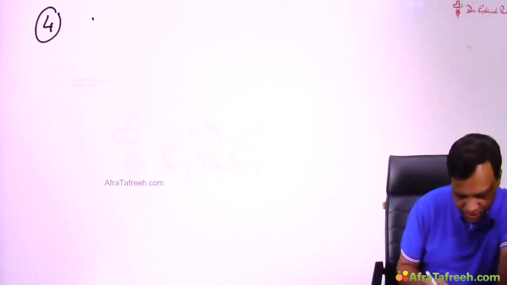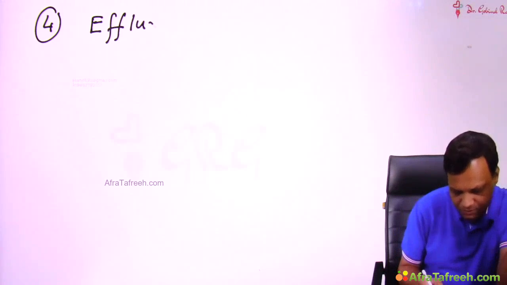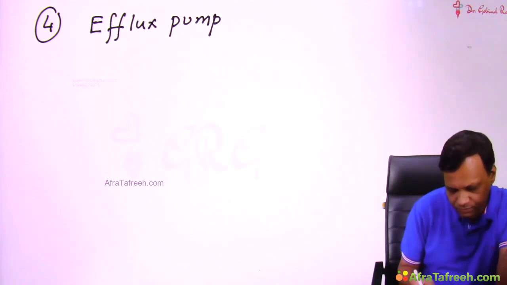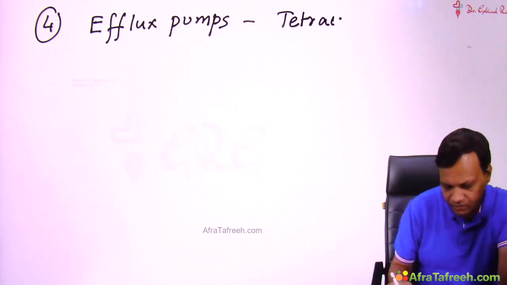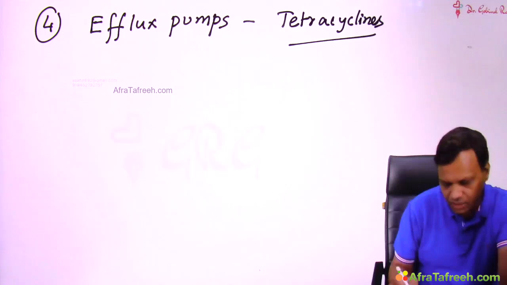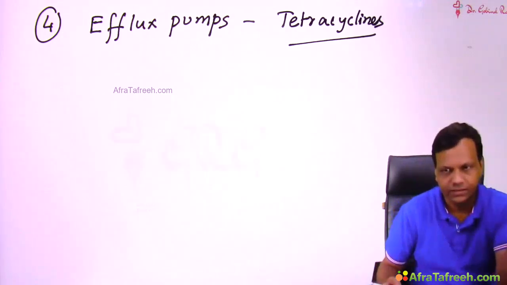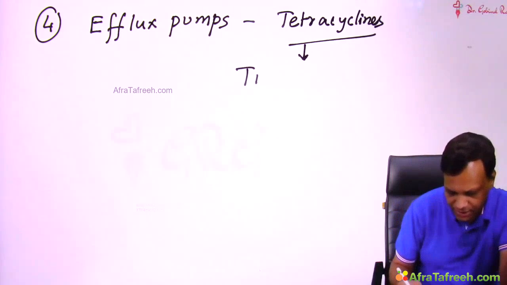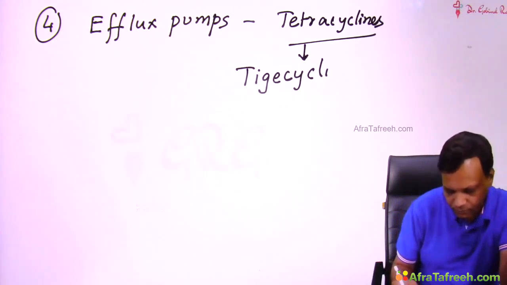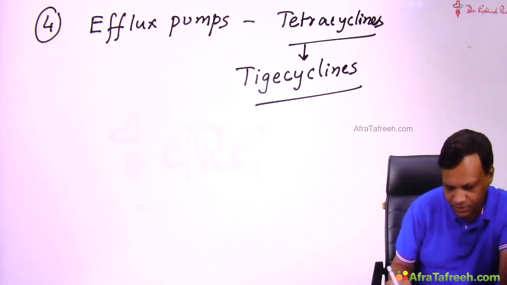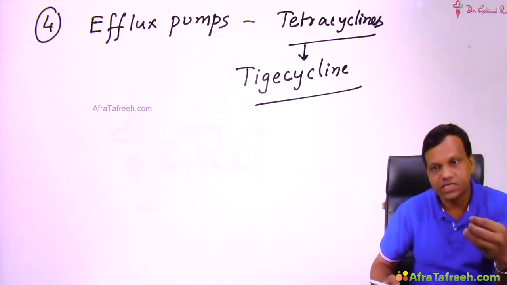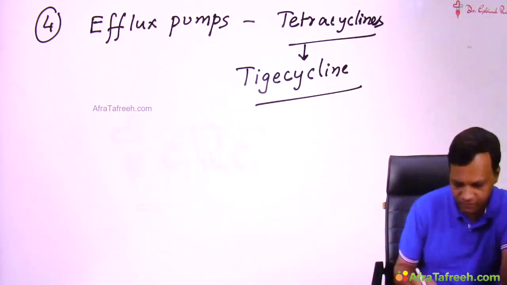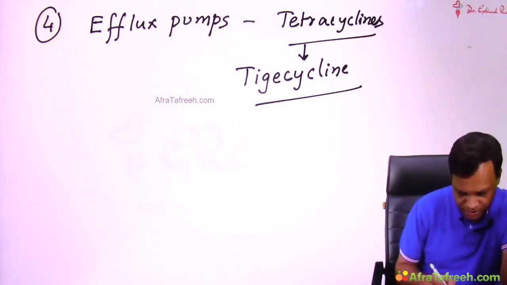Then one more method of development of drug resistance is development of efflux pumps. As we discussed, in case of tetracyclines, the bacteria develop efflux pumps and they remove the tetracyclines out of the bacteria. So we developed a drug called tigecycline, which was resistant to efflux pump. But now some of the bacteria have developed efflux pumps even against tigecycline. So efflux pump is another method of drug resistance.